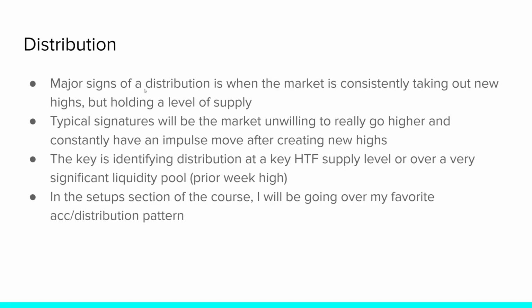Now, distribution. Major signs of distribution is when the market is consistently taking out new highs but holding a level of supply. Typical signatures will be the market unwilling to really go higher and constantly having an impulse move after creating a new high. So this is just the inverse of the accumulation stuff. The key is identifying distribution at a key higher time frame supply or over a very significant liquidity pool. So like, let's say, a prior week high.